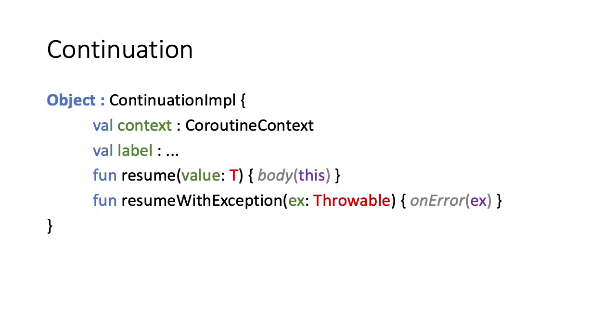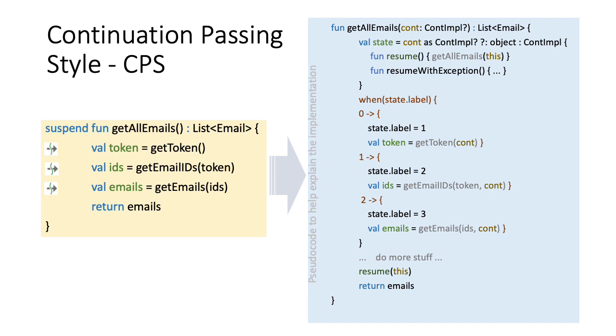Here is a general overview of how the compiler implements the coroutine continuation, with resume calling the coroutine body, and resumeWithException calling the exception handler of the coroutine context. A label property holds the state of the coroutine execution. The pseudocode on the right gives a general idea of how suspend functions are handled. The mechanism is called continuation passing style, or CPS.